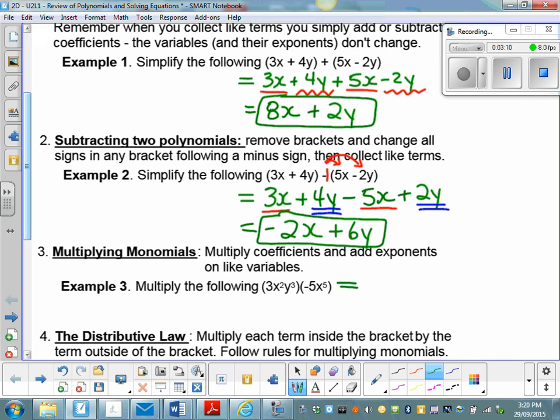When we are multiplying monomials together, we've got kind of different parts to these things. All of this is all multiplying together. The 3 that's out in front here and the minus 5 that's out in front here.